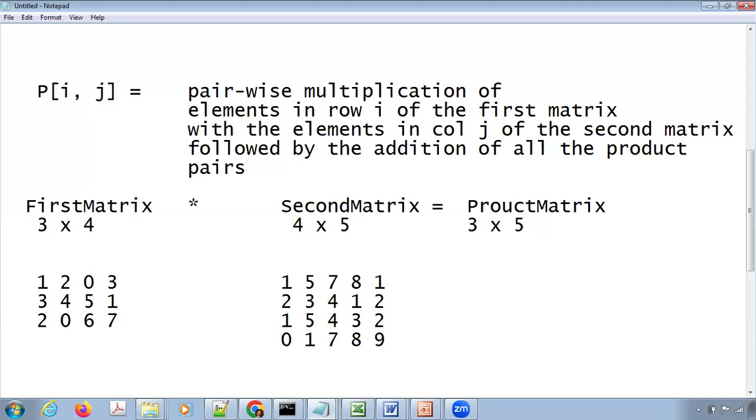As I said, once you verify that the number of columns in the first matrix is equal to the number of rows in the second matrix, then we can multiply the two matrices. The product matrix will be of dimensions, leaving out the common dimension, a 3 by 5 matrix. So the product matrix will have 3 rows, I'll just mark them with an X, by 5 columns, so we need to have 5 columns.